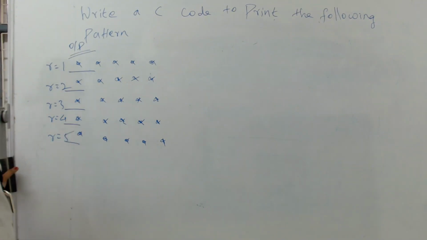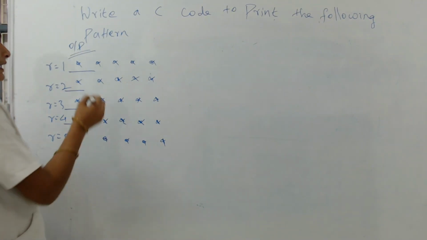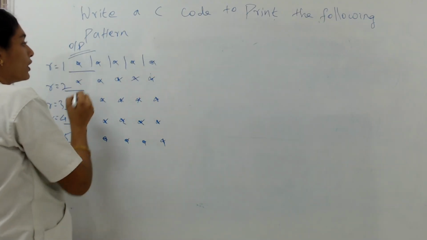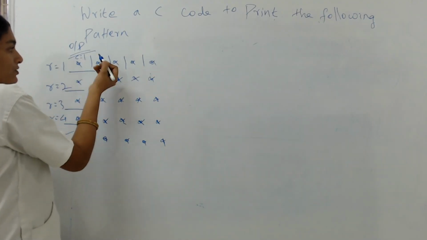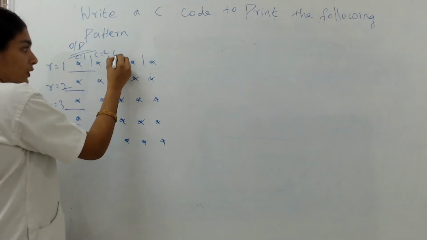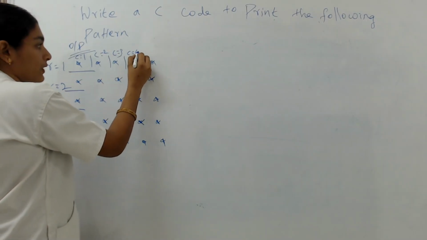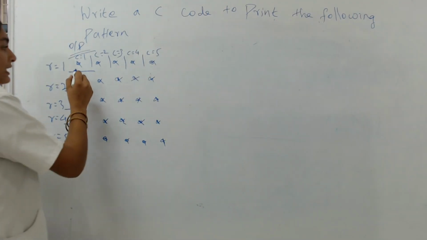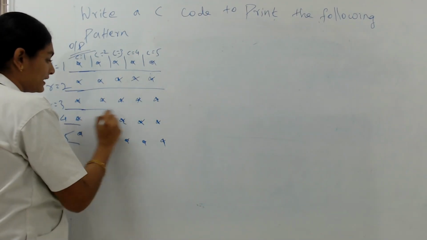Totally 5 rows are present in our output. Next, come to the column category. 1, 2, 3, 4, 5. So totally 5 columns are present. So C equal to 1, C equal to 2, C equal to 3, C equal to 4, C equal to 5. So see the output.